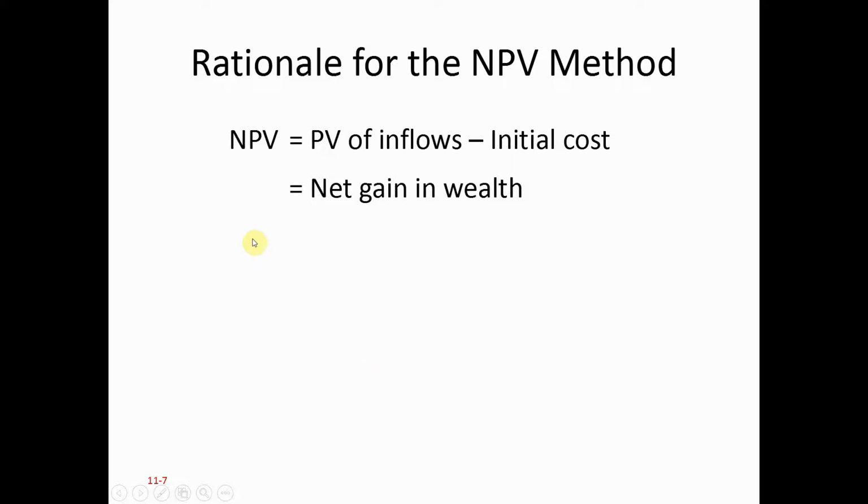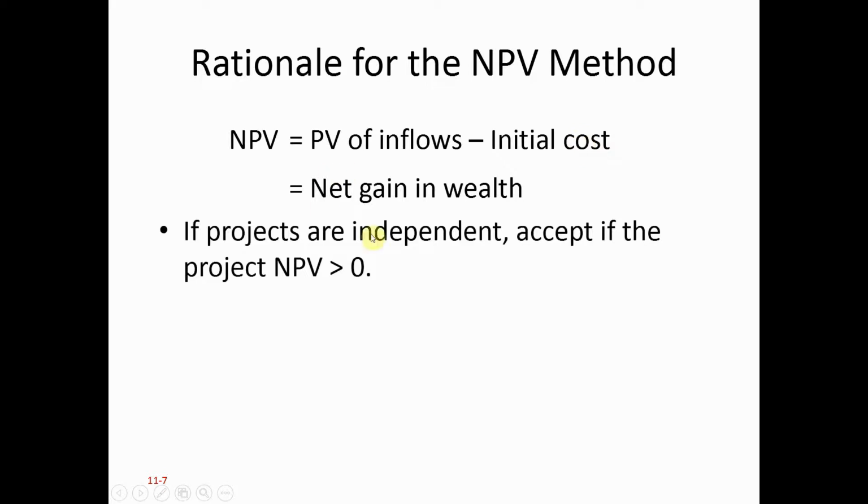Okay, the rationale for the NPV method is to get the present value of all cash inflows generated by this business project subtracted by the initial cost. So you would get the net gain in wealth. And if the projects are independent, you accept if the project has a positive NPV.